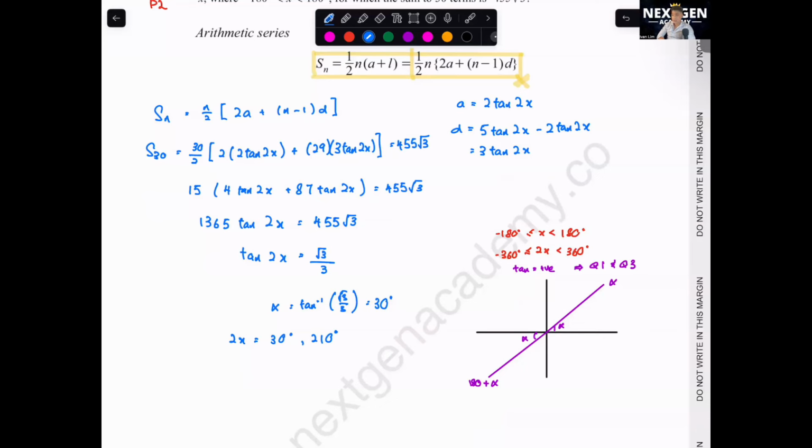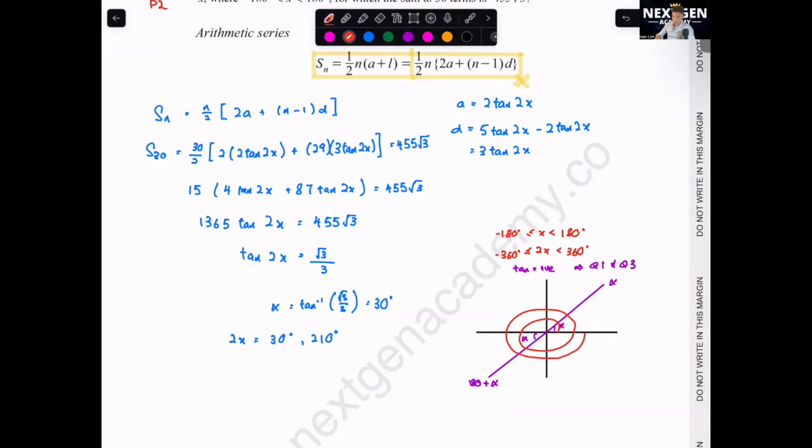Any more angles? Okay, any more angles from here? So they are saying that the angles are from negative 360 to 360. Okay, so that means like this: 1, 2. Okay, you should get two answers.